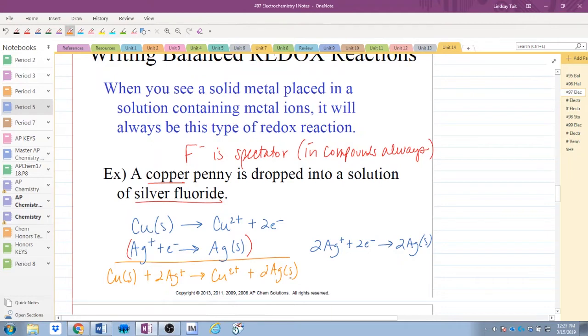Hey, for practice, let's identify these as oxidation or reduction. Was the copper oxidized or reduced? The electrons are a product. It is oxidized. Here, the electrons are a reactant. Therefore, it is reduced. So that was our oxidation and our reduction half reactions.